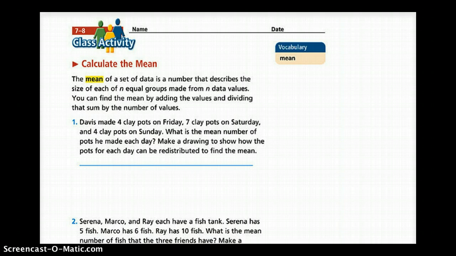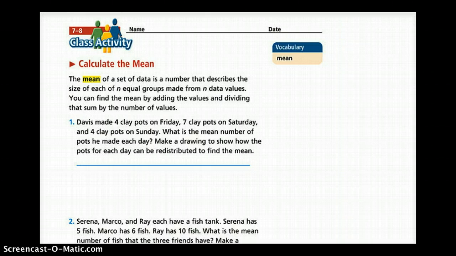If we look at number 1, Davis made 4 clay pots on Friday, 7 clay pots on Saturday, and 4 clay pots on Sunday. What is the mean number of pots he made each day? So what is the average number of pots he made each day? Make a drawing to show how the pots for each day can be distributed to find the mean.